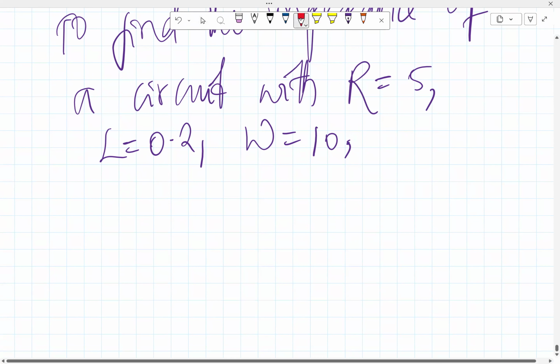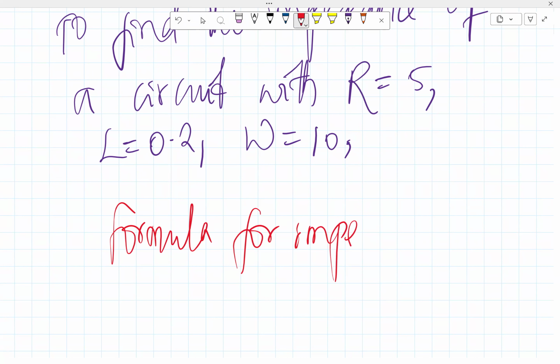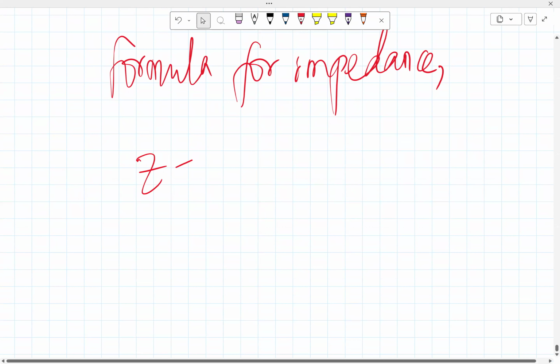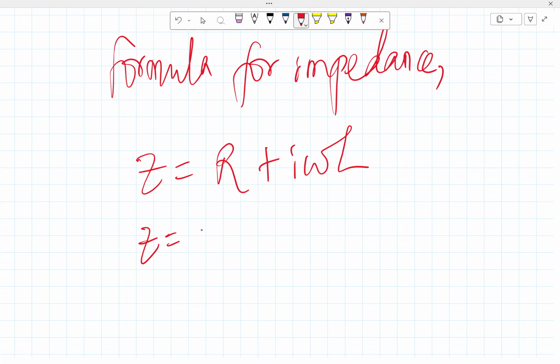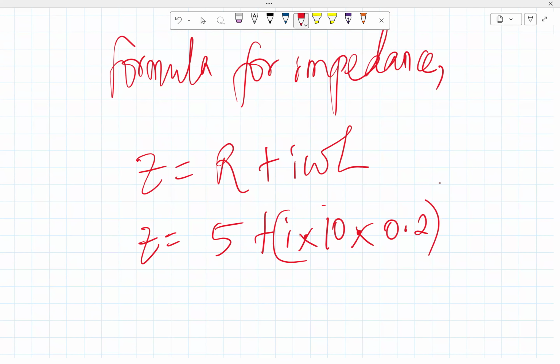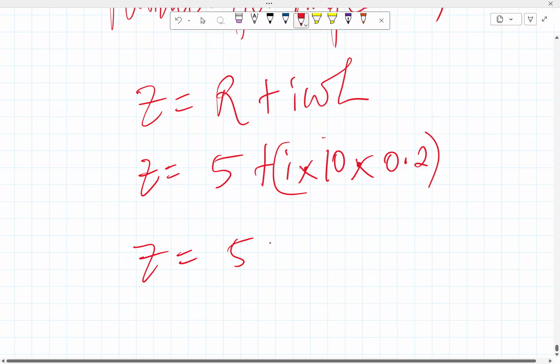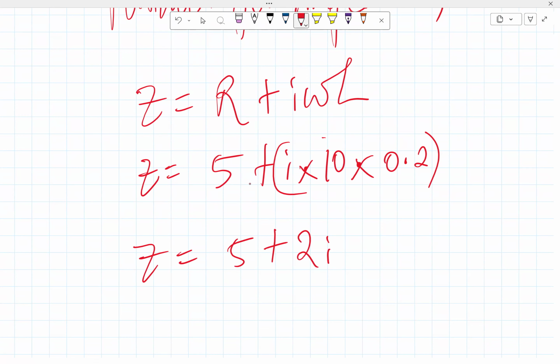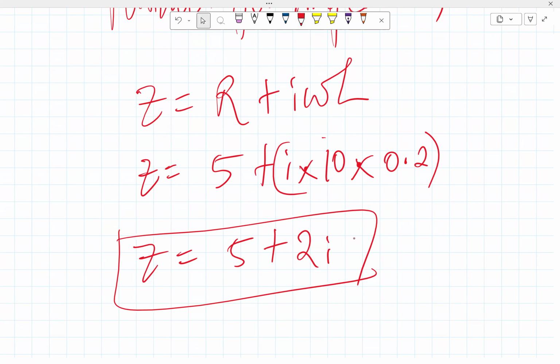So we know the formula for impedance is Z equals R plus i omega L. That means Z is 5 plus i times 10 times L, which is 0.2. So 1 times 10 times 0.2. So Z now is equal to 5 plus 2i. 10 times 0.2 is 2. So 5 plus 2i, that is what the impedance is.